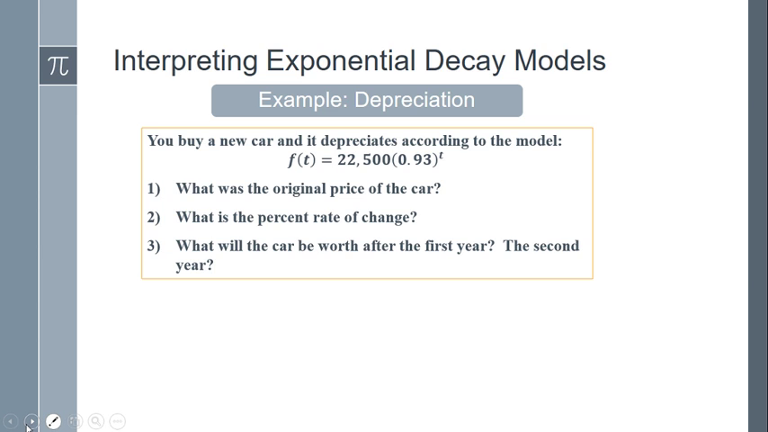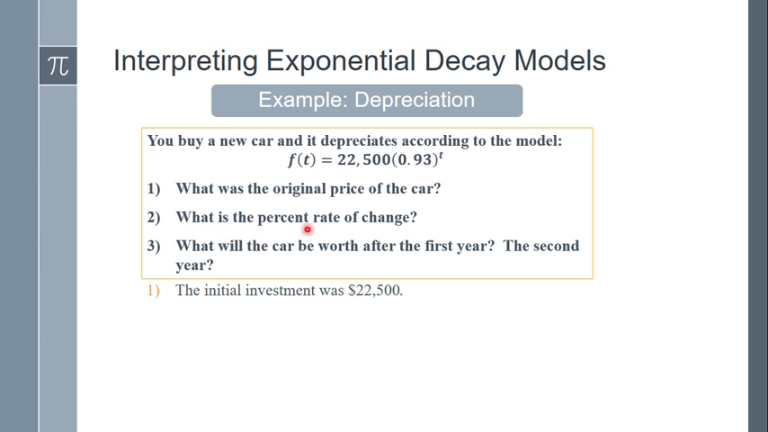Alright, so the original price of the car can be found by just looking at the equation and realizing that the value in front, this $22,500, represents our initial investment into the car, what we bought it for when it was brand new. Now we want to know what the percent rate of change is.